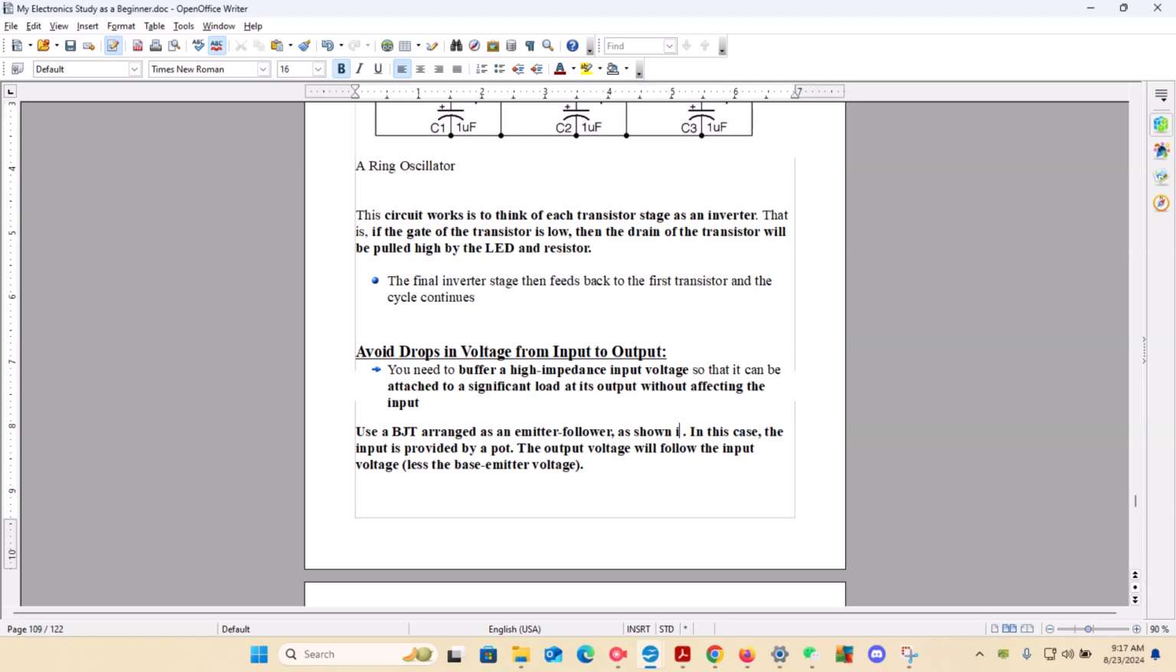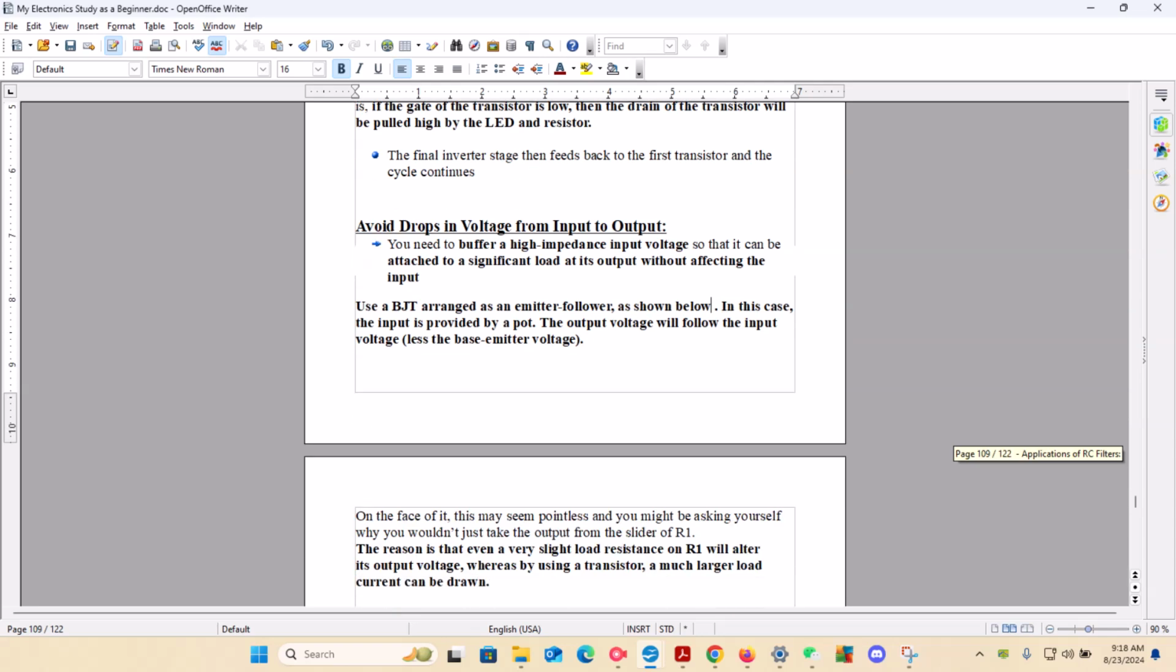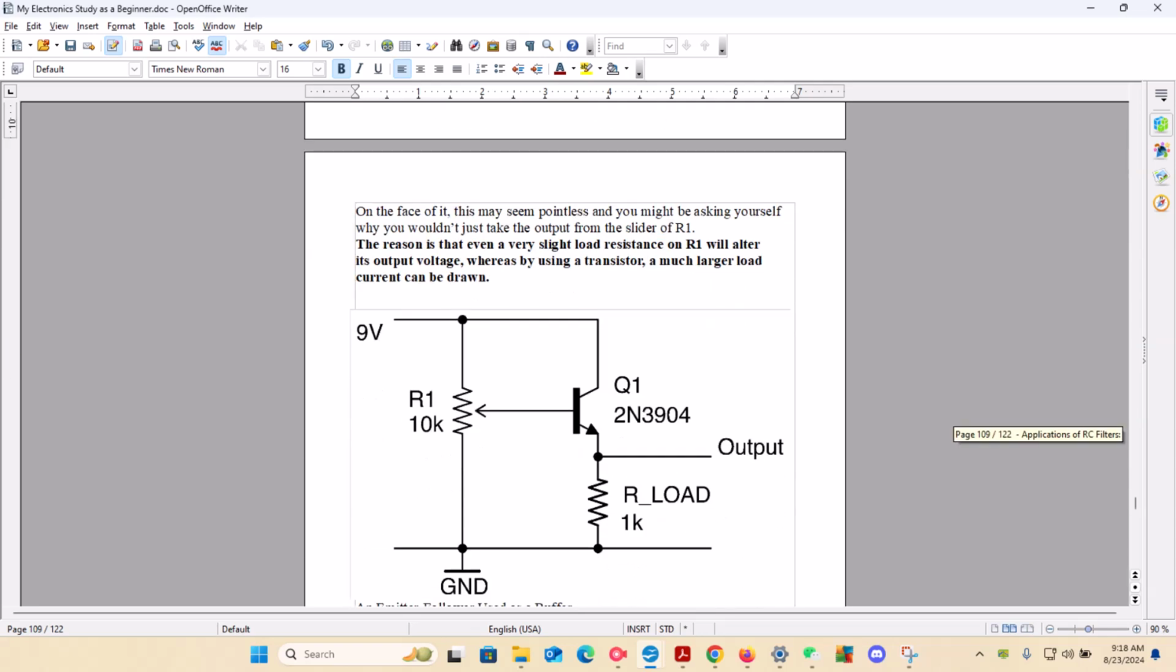In this case, the input is provided by a pot. The output voltage will follow the input voltage. So naturally you have input going to output. And it says less than the base emitter voltage. Why? Because it's going through a resistor.